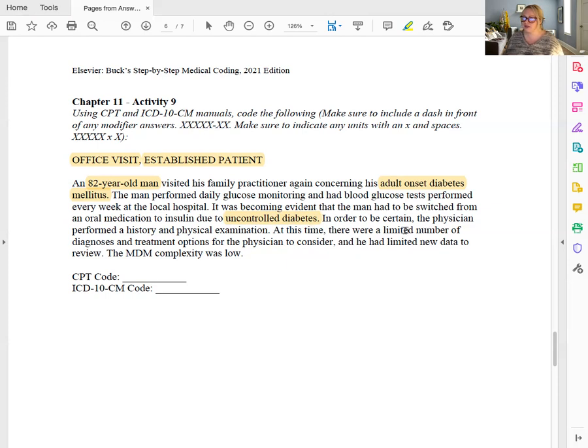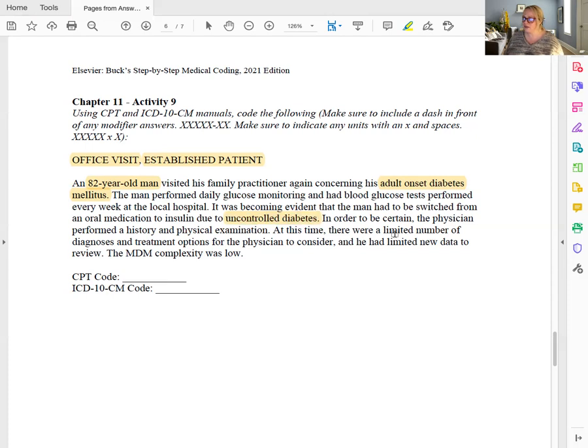In order to be certain, the physician performed a history and physical exam. At this time, there was a limited number of diagnoses and treatment options for the physician to consider. So now that the narrative has changed, this tells me that in fact, it is evident, this is part of today's visit. This narrative is not exactly from the provider's perspective.